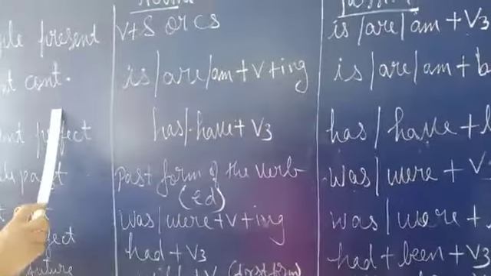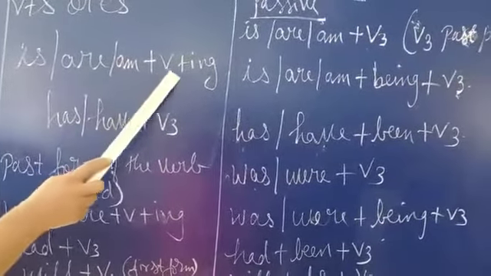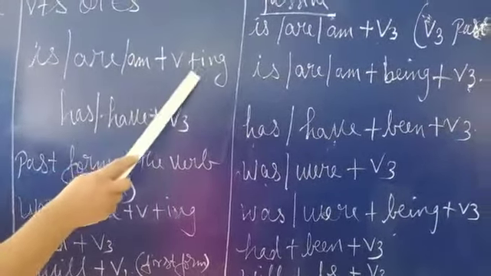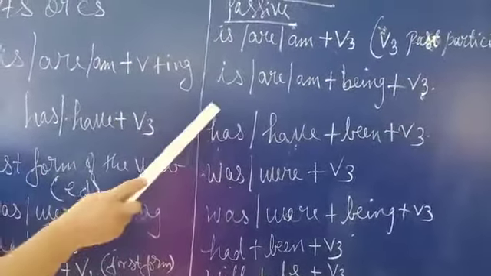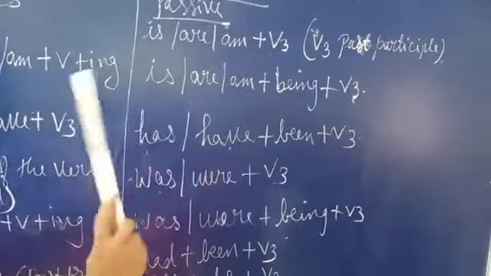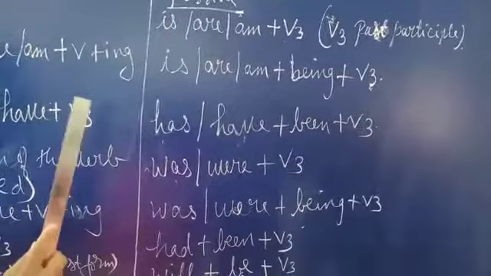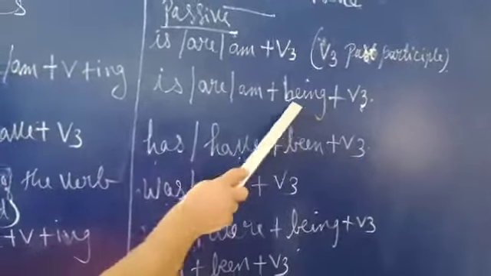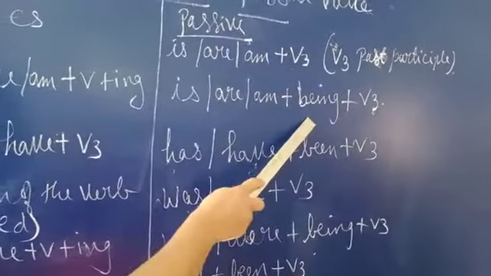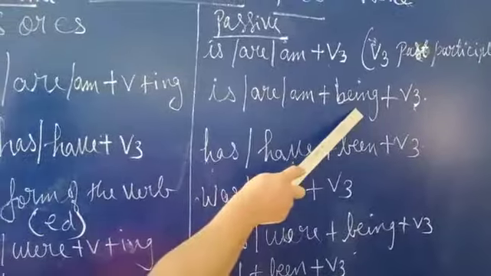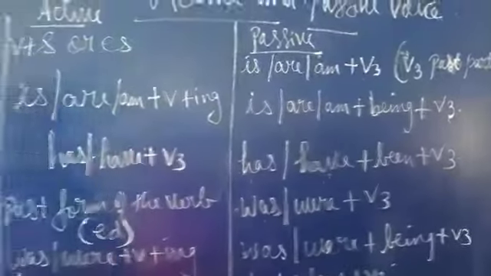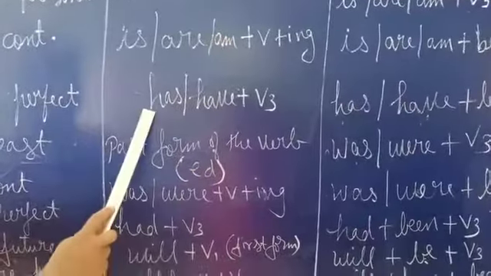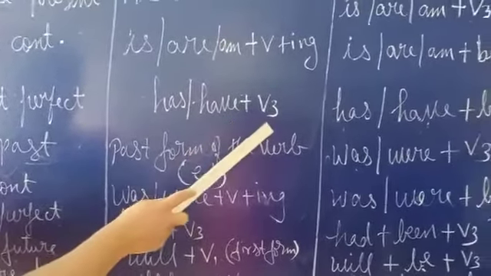In the same way, present continuous is: is, am, are plus verb plus ing. The subject will be there, according to the subject singular or plural, and along with the verb, ing will be there. And here children, in passive voice, no ing. Along with the object you have to see whether it is singular or plural. You have to add "being" for continuous tense. In all the continuous tenses you will see "being" added, and then the past participle. And next is present perfect. Has or have plus V3: if singular, then has; if plural, then have; then the past participle.